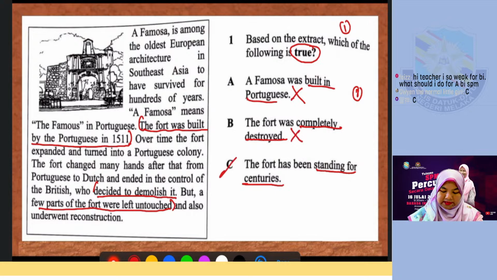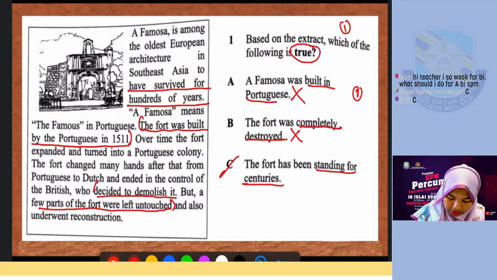Why is the answer C? You can refer to this part: have survived for hundreds of years.